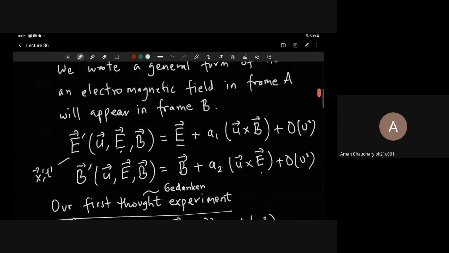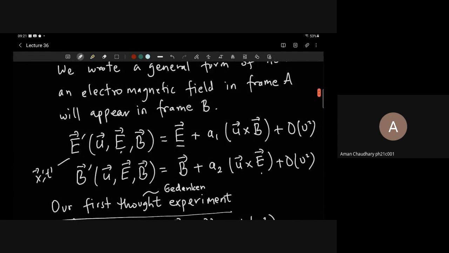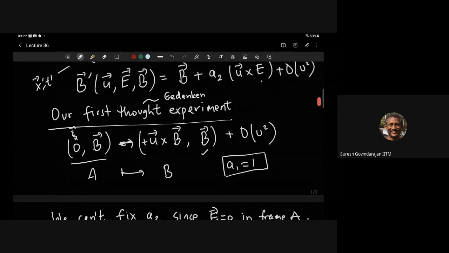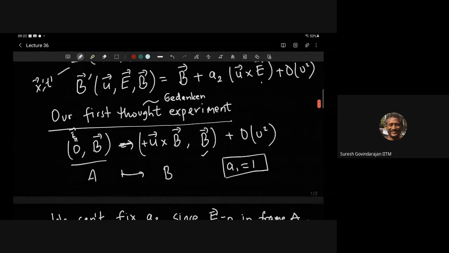Sir, the R vector we are using in the expression of electric field and the R vector we are using in the expression of B prime from the Biot-Savart law, these are different, right? Yeah, exactly. But the difference will give you terms of order u square. That is the point. I'm not interested in corrections.